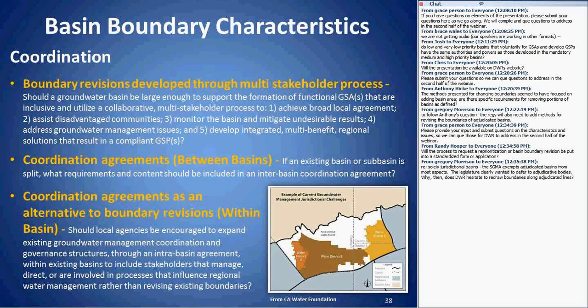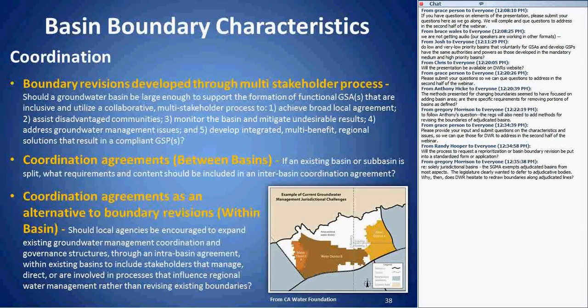The next group of characteristics is coordination. The first bullet there is basin boundary revisions developed through a stakeholder process. The department feels this is an advantage, and this gets back to our goal of broad local agreement for boundary revisions.